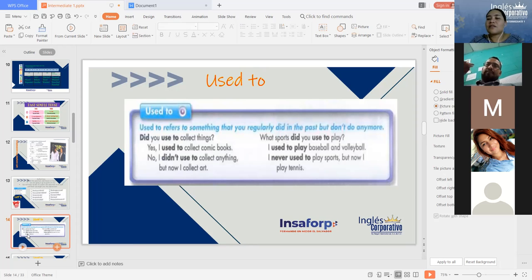Here we have some examples like, did you used to collect things? Yes, I used to collect comic books. No, I didn't used to collect anything, but now I collect art. Or for example, what sports did you used to play? I used to play basketball and volleyball. I never used to play sports, but now I play tennis, right? So these are some of the examples for you to have a better perspective on it.